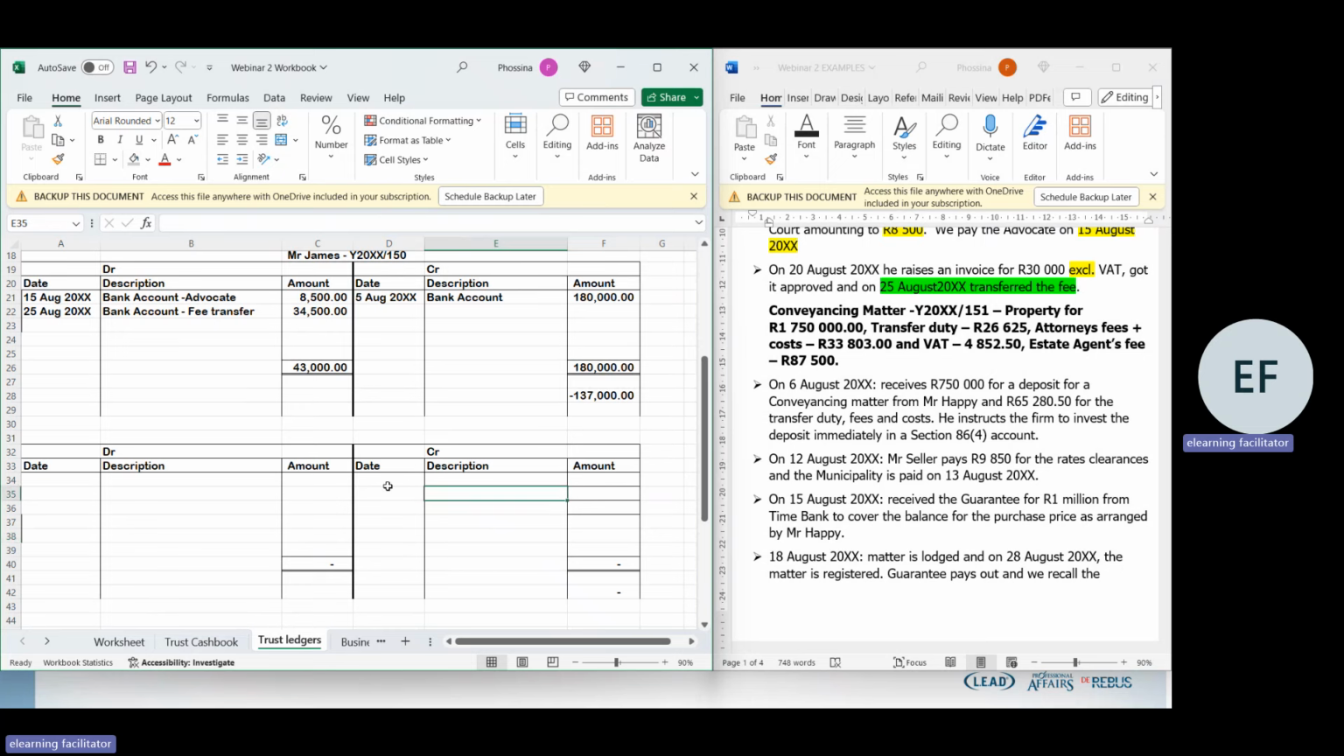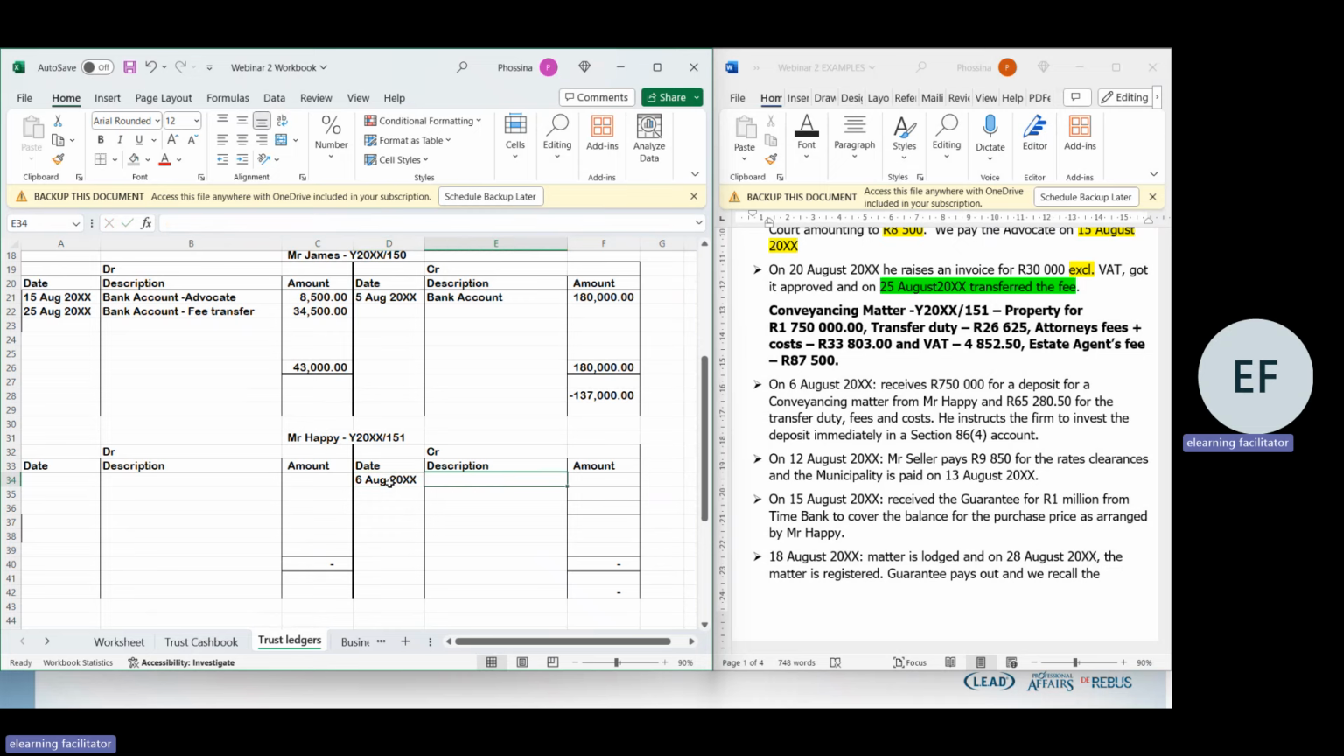So this is the debit, credit, and in this case, it is our conveyancing matter, Y20XX stroke 151. So it's Mr. Happy. Let's just indicate this is Mr. Happy, the conveyancing, just like what we did with the other matters. We're not specific in terms of what type of matter, but we say Mr. Happy. So this is the part for Mr. Happy, and we're going to record the 2 entries that we have already received in our cash book.